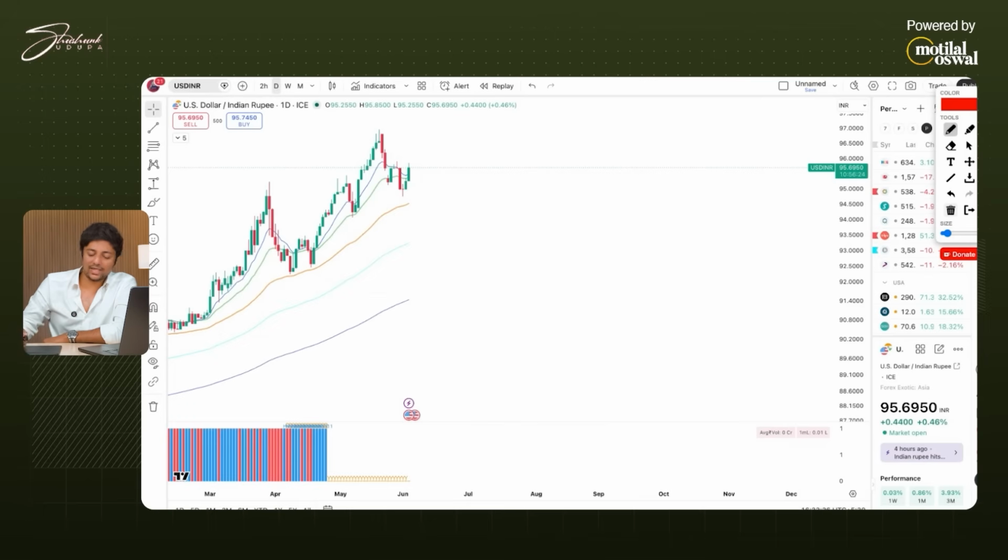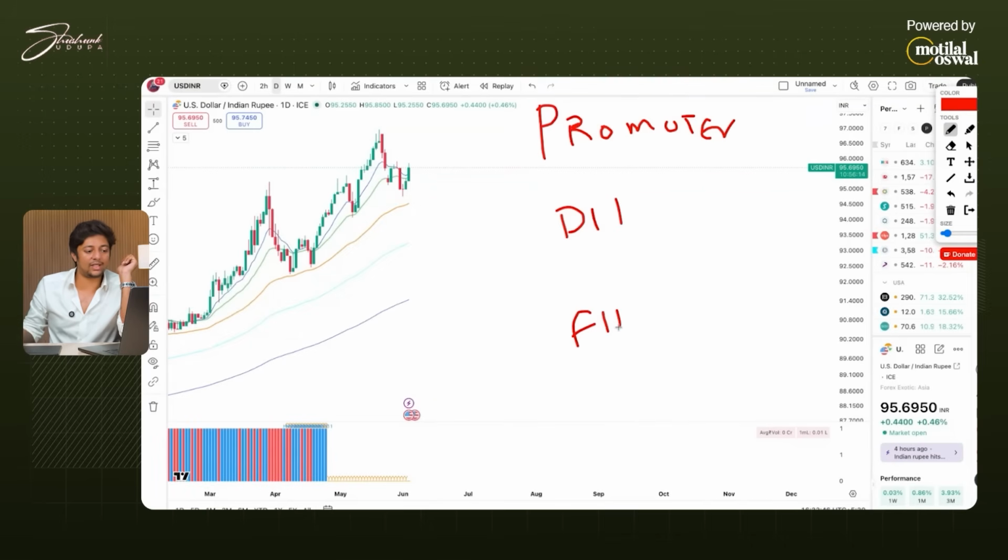Okay. Now, please understand in the market ecosystem, there are three types of players. One is your promoter. Okay. Promoter is there, your DII is there, and your FII is there. And then you come at the last stage. The person who cries the most is us. We are at the last stage.